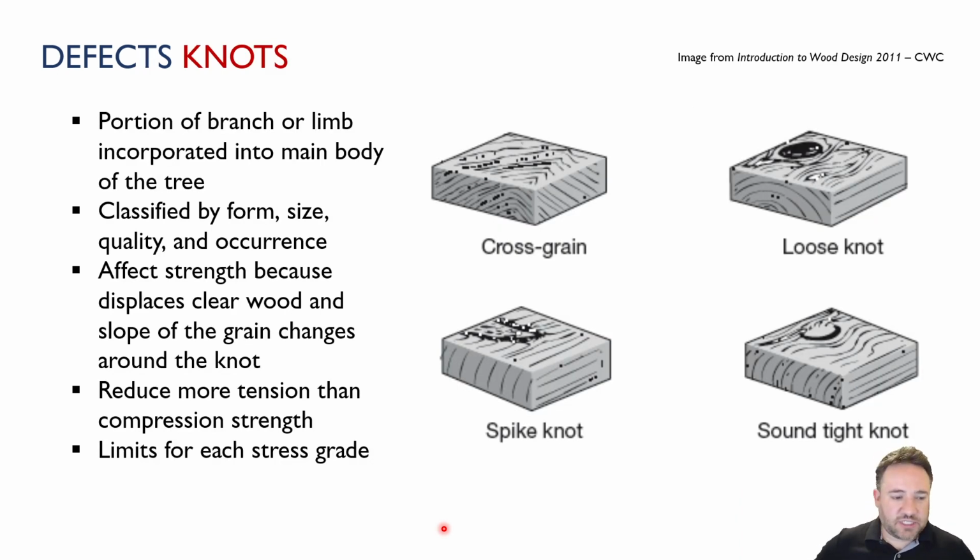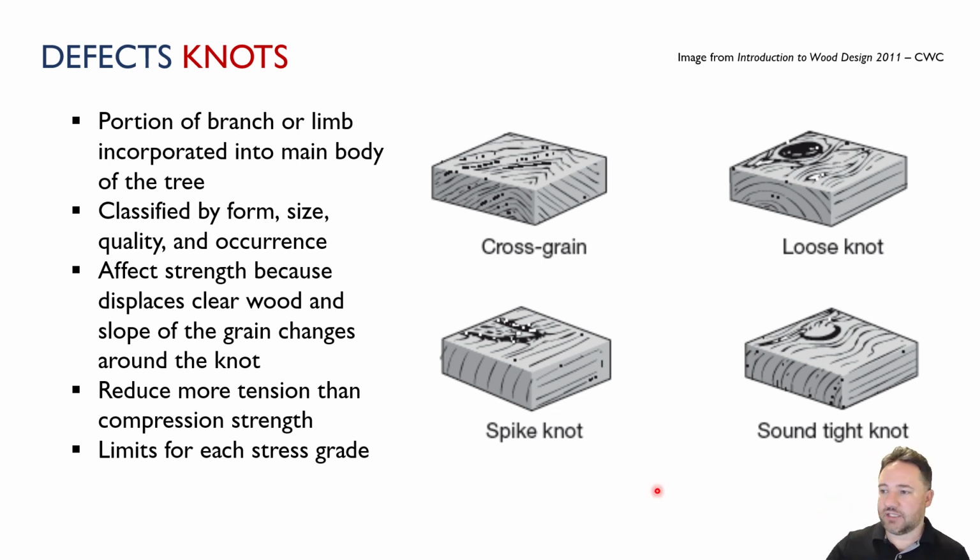So knots, as we discussed when we talked about the structure of what trees look like, are basically parts of branches that are within the body of the tree. You can classify them in different shapes and sizes, how much of them there are, where they are. The thing about knots is they affect strength because they represent an interruption in the grain. Wood is very strong parallel to grain, and if that grain is continuous, then that strength continues all the way through. But if we have a knot that interrupts it, then we are going to have, by definition, some kind of weakening of that overall piece of wood.